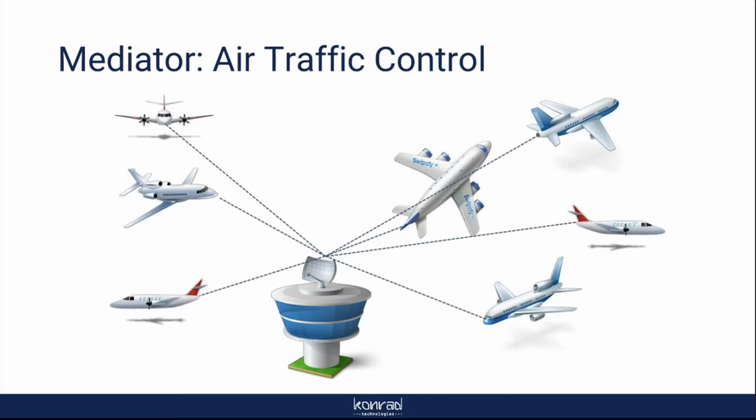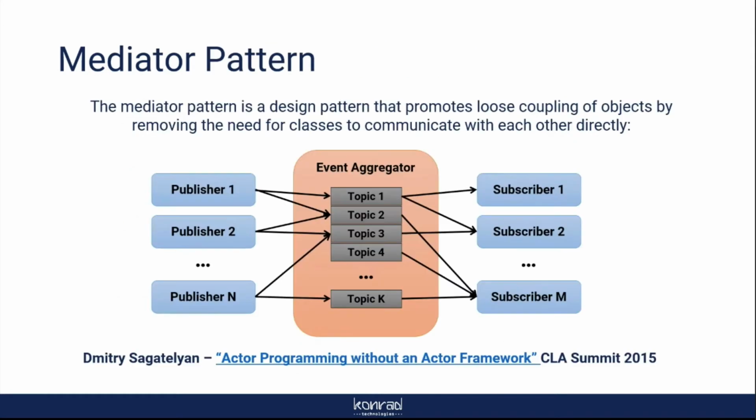And that's kind of the purpose of this guy. So I would send a message to the mediator, the air traffic controller, and he forwards it on to someone else. This is actually a software design pattern. It's called the mediator pattern, and it maps well to this analogy. So the air traffic control tower mediating the communication between airplanes is the same as a message broker mediating the communications between modules or actors. Here's another way to look at it. The mediator pattern is a design pattern that promotes loose coupling of objects by removing the need for classes to communicate with each other directly.